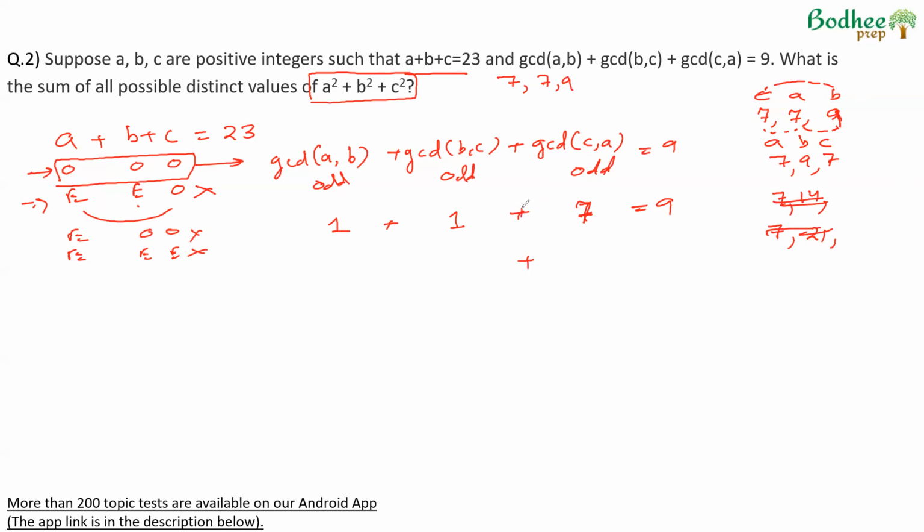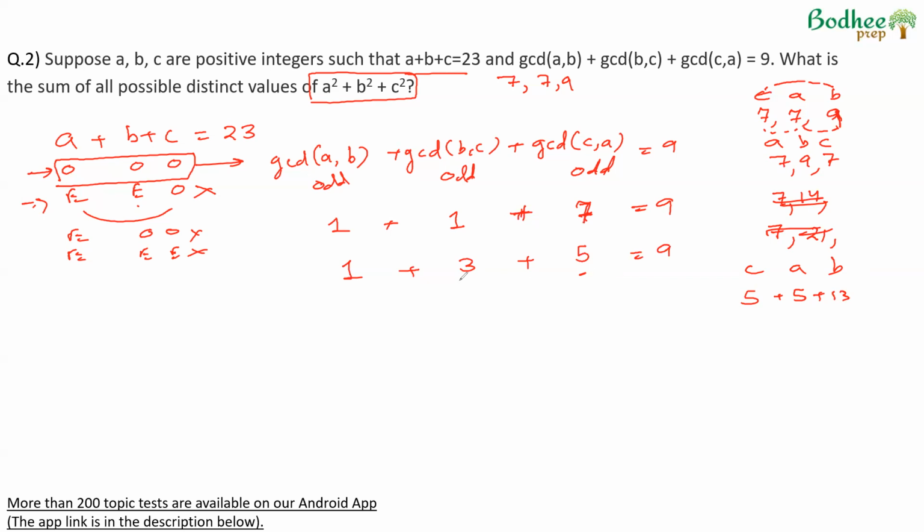The next odd number possible for GCD is 5. If one of the terms is 5, and we have to add two other odd terms to it to make 9, the only possibility is 5 plus 3 plus 1. 5 plus 2 plus 2 is not possible because we need odd numbers. And therefore, we can say with this, the GCD of C and A is 5. So we put 5, 5 plus 5 is 10.